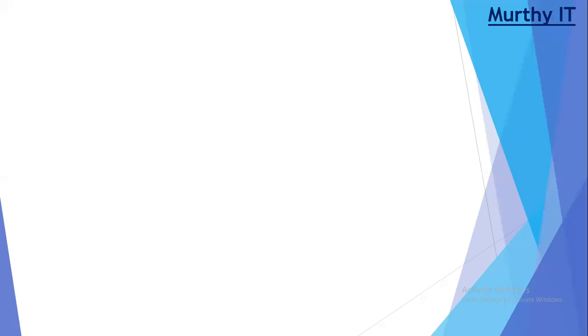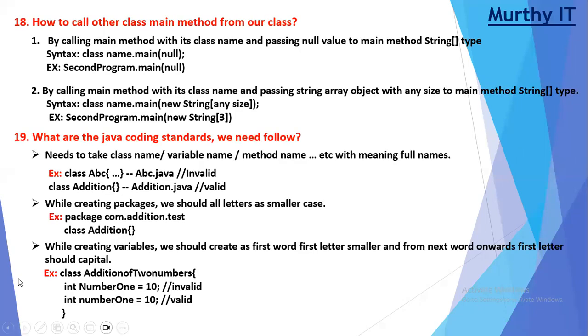I forgot to mention classes. While creating a class, the first word's first letter should be capital, and from the next word onwards, every word's first letter should be capital. I directly gave variables, but while creating classes, the first letter of every word should be capital. In the case of variables, the first word's first letter should be small, and from the next word onwards, capital. So for creating a class, we need to follow this coding standard, and for creating variables, we need to follow that coding standard.